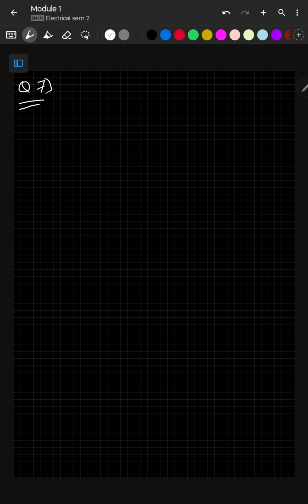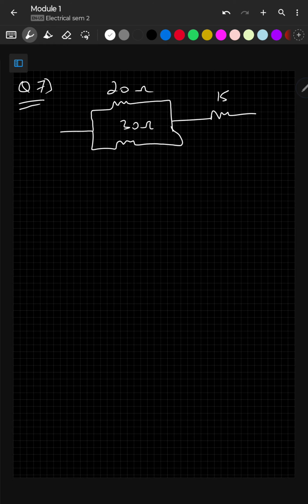A circuit of two parallel resistors having resistance 20 ohm and 30 ohm. First, let's write the data. Draw the diagram however you understand, not an issue. A circuit of two parallel resistors having resistances 20 ohm and 30 ohm respectively, connected in series with a 15 ohm resistor. Now this is in series with a 15 ohm resistor.